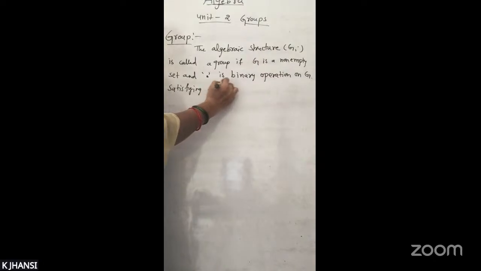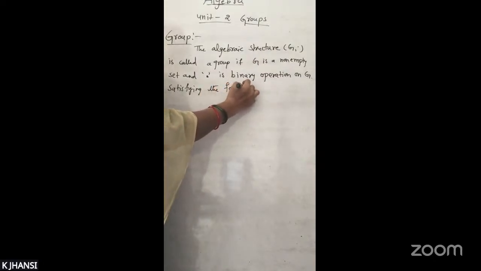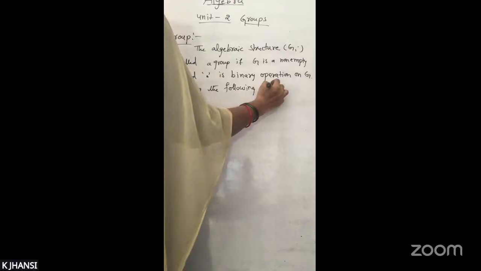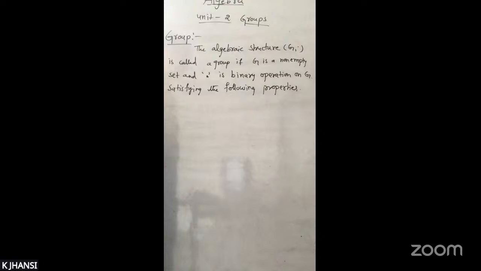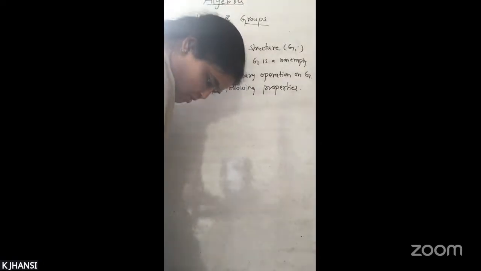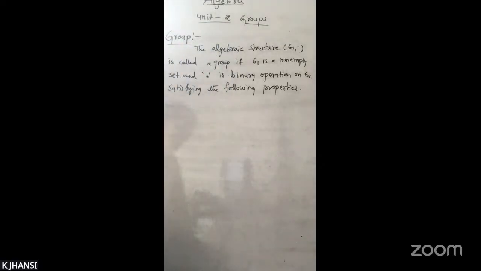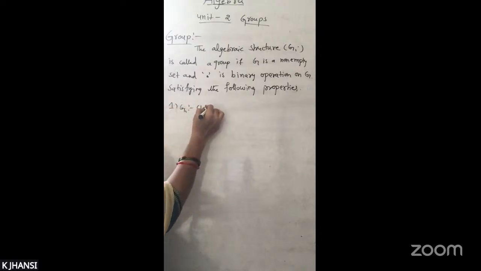Satisfying the following properties. Okay. So what are those properties? Just now we have seen closure property, associative property, identity property, inverse property, and also commutative property. Like that, whatever the properties are there. So if the algebraic structure is satisfying those properties, then we call it as a group. First one is G1, that is a closure.